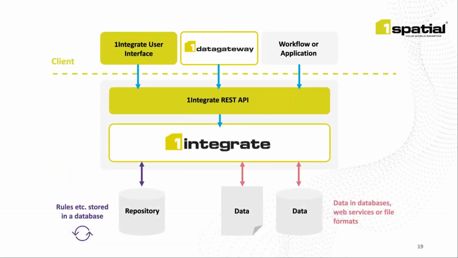So this is a high-level overview, but if we took a look under the hood of 1Integrate, what would it look like? So we have the web UI in the center there, and as I say, all underpinned by the REST API. In the bottom left-hand side, we have a repository. This can be a database that you configure or stored on disk. Either one is an option, but this is where we store all of our rules, all of our actions, all of our sessions, all of our data connections.